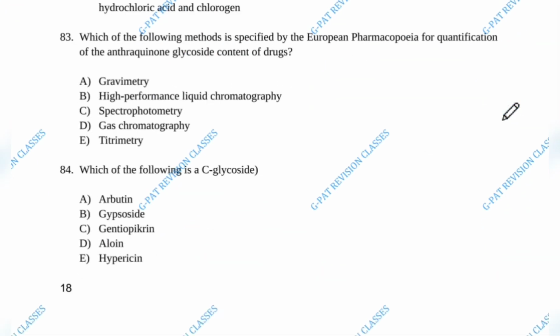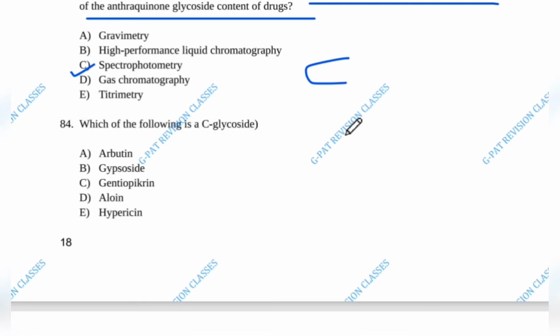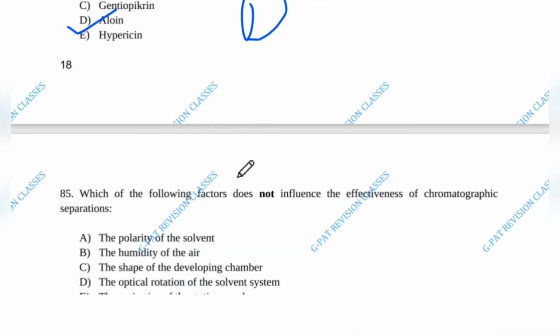Next, question number 83. Which of the following methods is specified by the European Pharmacopoeia for quantification of the anthraquinone glycoside content of the drug? The answer is C. Spectrophotometry. Next is question number 84. Which of the following is the C-glycoside? The answer is D. Aloin. Next is question number 85.